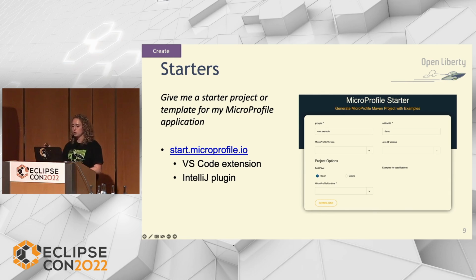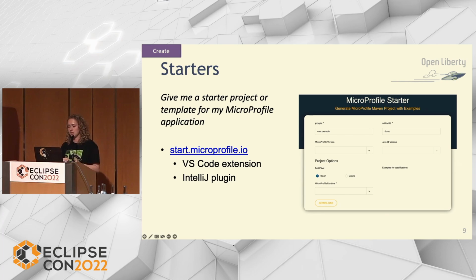So the MicroProfile starter is a fantastic example of this. And the great thing about the MicroProfile starter is that it's available as extensions in VS Code and IntelliJ. So if those are your IDE of choice, you can literally just install the extension and that allows you to do it within the IDE. Otherwise, you can visit the microprofile.io website and do it via the website. And literally, it's just drop-down menus.